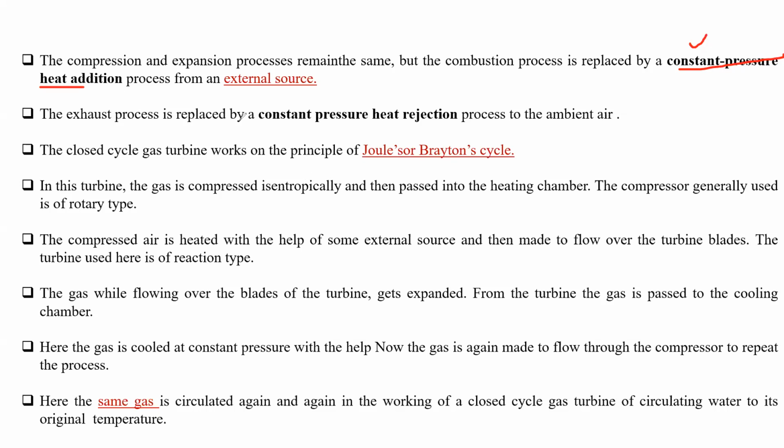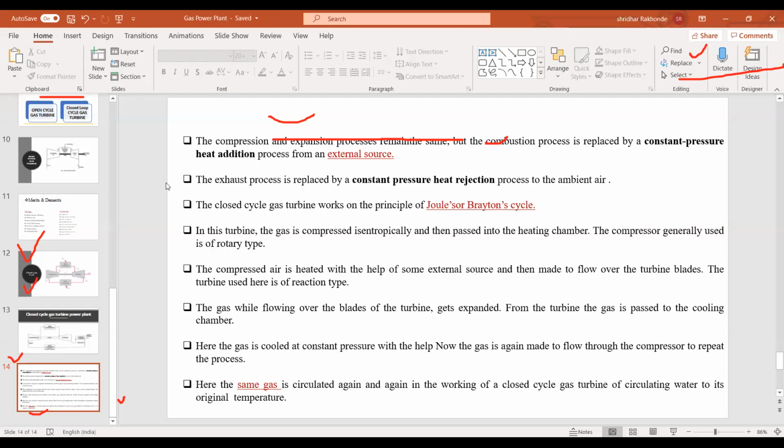Now this is the constant pressure heat rejection process. I already explained this concept. In case of heat exchange, heat combustion or combustion chamber, we use the constant pressure heat process, and this is the principle of the Joule or Brayton cycle. These are some points with respect to the closed loop cycle, which I explained already. The same gas is repeated again and again, so it reduces the consumption of gas by using this closed loop cycle. This is a very simple process.